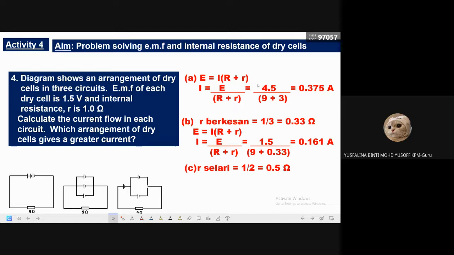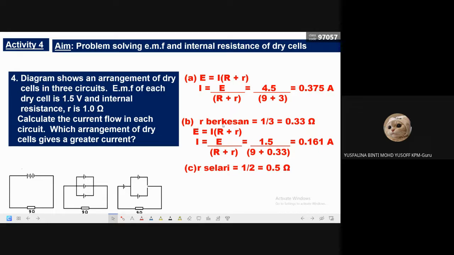So your E is 4.5. Why 4.5? Because one battery is 1.5, so if 3 batteries, it means 4.5. This one has 3 batteries, right? So 4.5, and your R is 9. And the internal resistance is 1 ohm for each battery, so 1 ohm plus 1 ohm plus 1 ohm, so 3 ohm. So we get the value of the current 0.375.